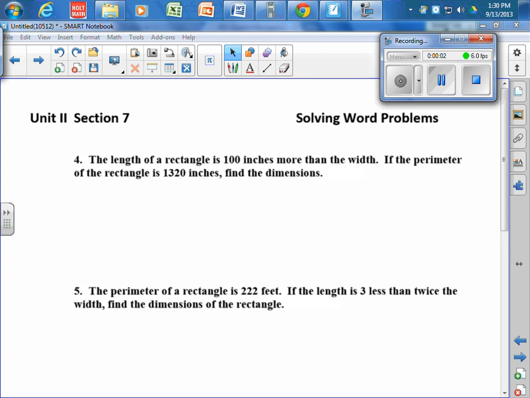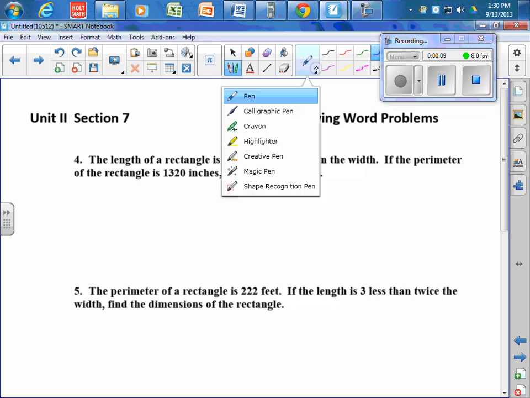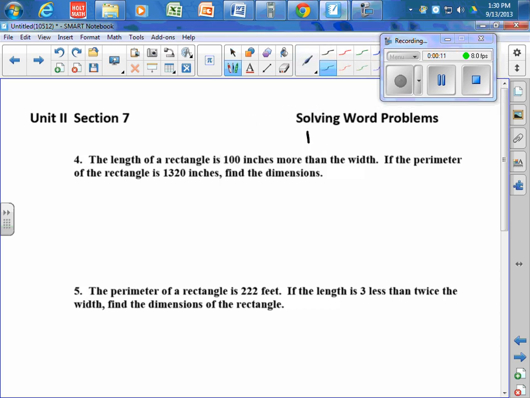So let's talk about the rest of our story problems here. Unit 2, Section 7, solving word problems. These are going to be perimeter problems. Perimeter of a rectangle, perimeter of a triangle, whatever. And in these perimeter problems, we're still going to use SQ, RQ, CQ.